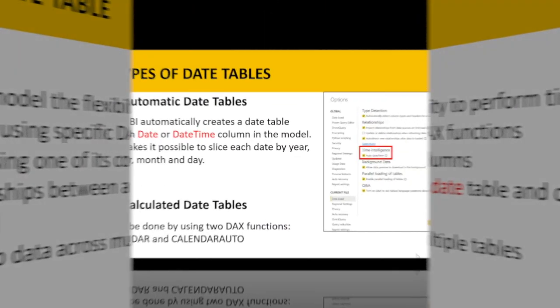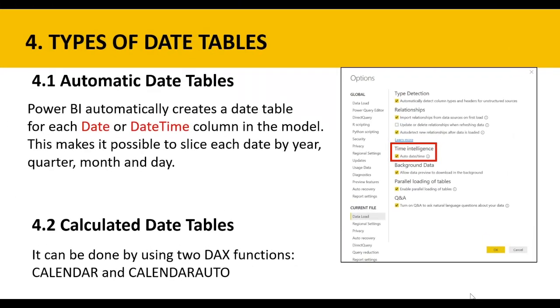Next slide, types of date tables. So we have 2 different types of date tables. We have automatic date tables and we also have calculated date tables. As we can see right here, Power BI automatically creates a date table for each date or date time column in the model. So this makes it possible to slice each date by year, quarter, month, and day.